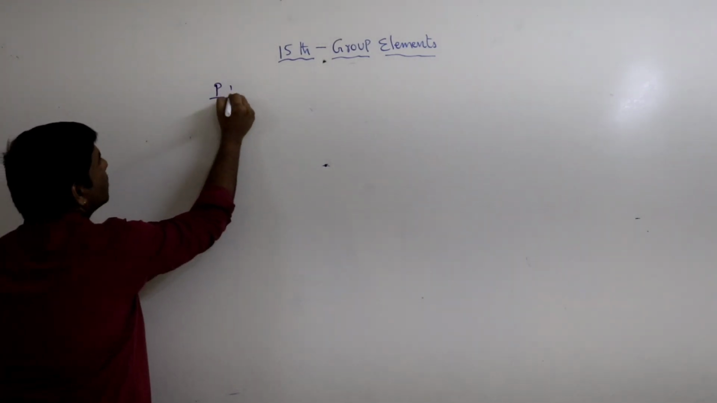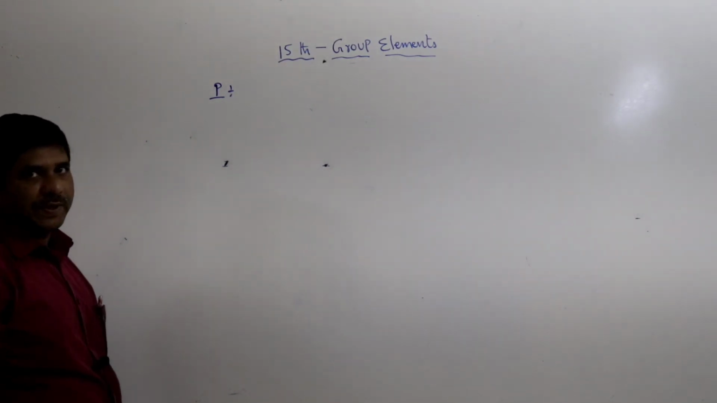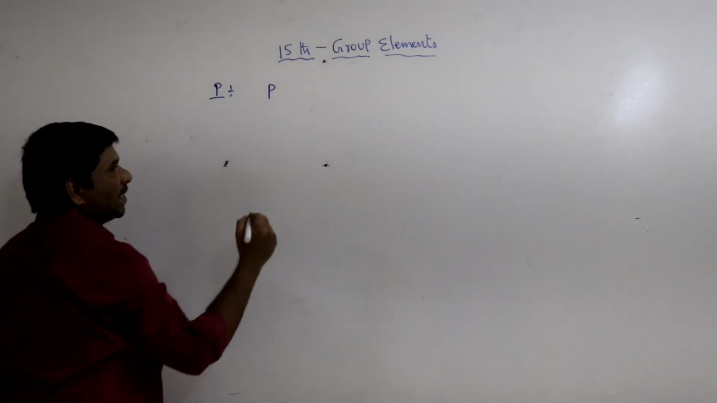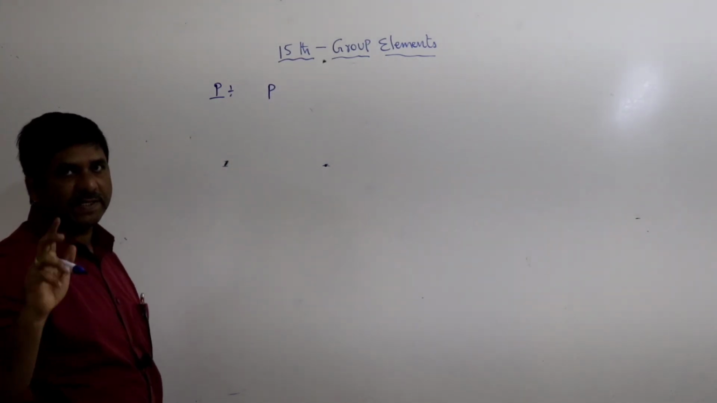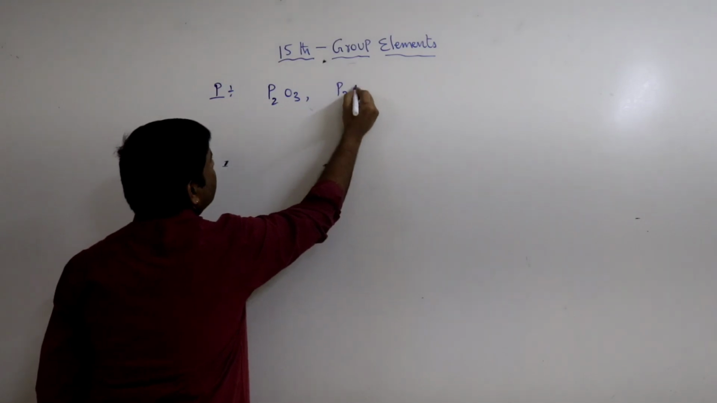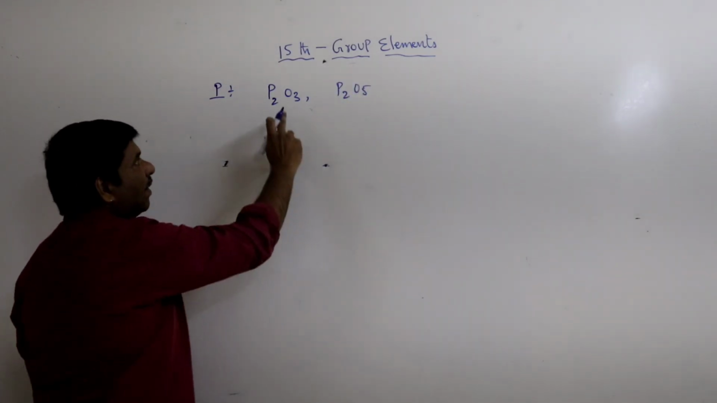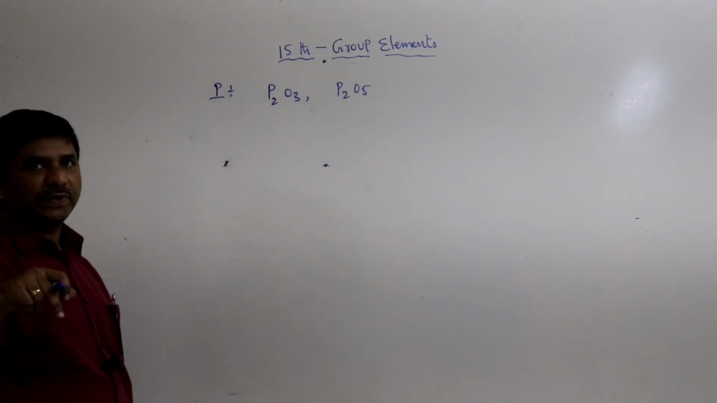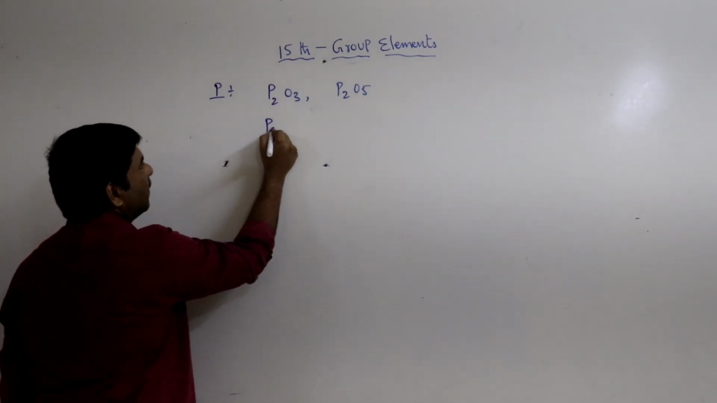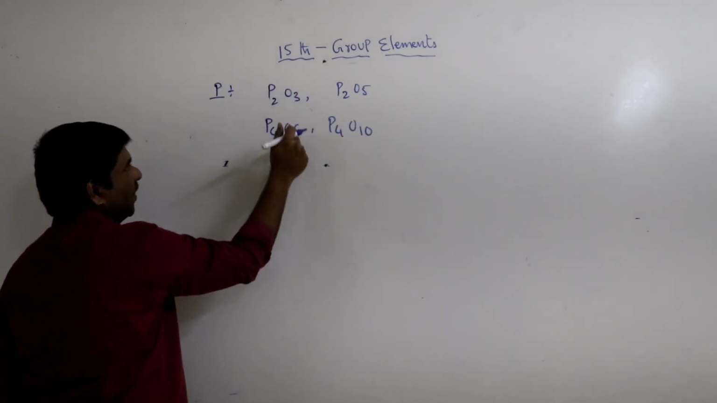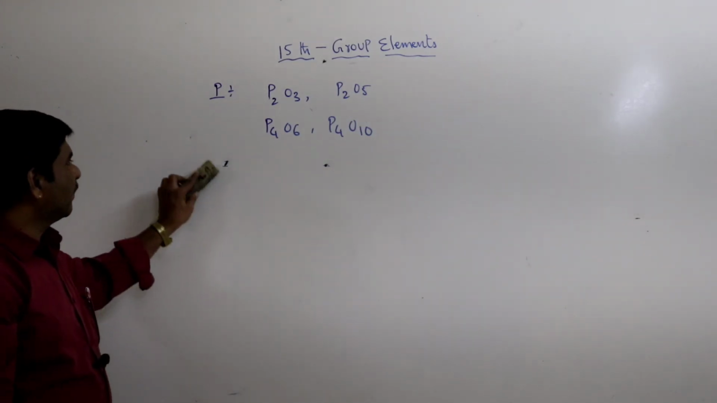First one is phosphorus oxides. You know that this group of elements mainly forms two types of oxides: one is trioxide, another is pentoxide. Trioxide is P2O3 and pentoxide is P2O5. Phosphorus atomicity is 4, so they exist as dimers, P4O6 and P4O10.